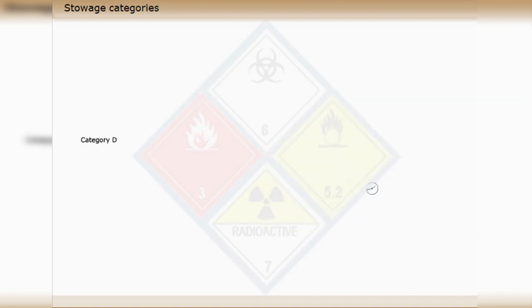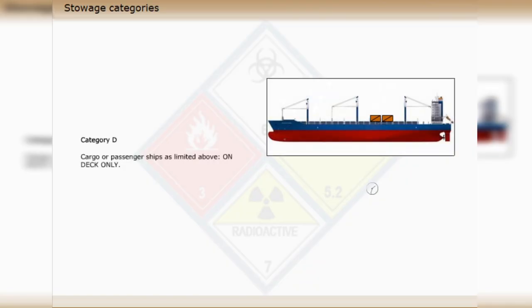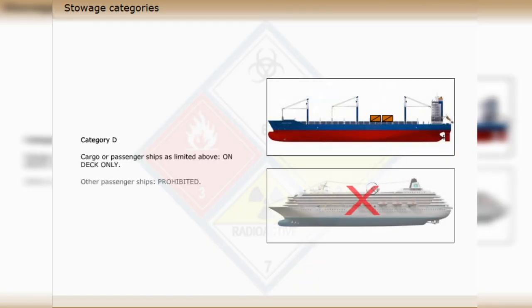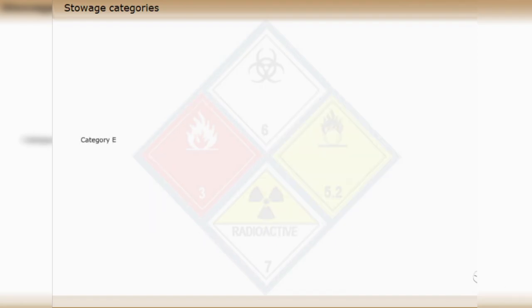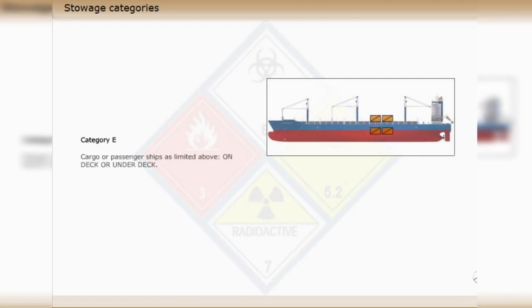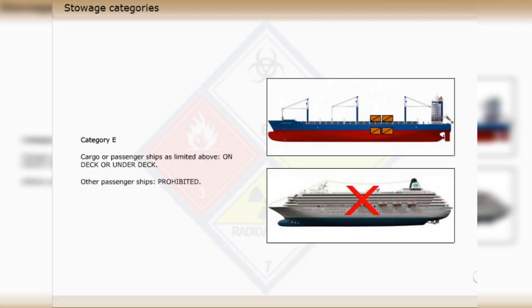Category D. Cargo or passenger ships as limited above, on deck only. Other passenger ships, prohibited. Category E. Cargo or passenger ships as limited above, on deck or under deck. Other passenger ships, prohibited.